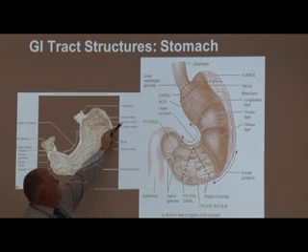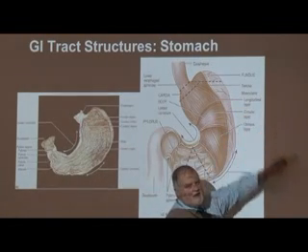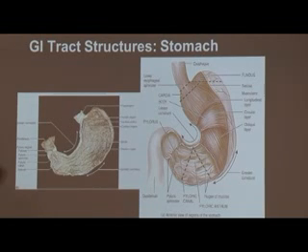That's called the fundic region, or some people call it the fundus. The way to remember that is that Thanksgiving dinner is fun to eat, but to store all that food, you have to have a fundus. Okay? So when you eat that large mass of food.